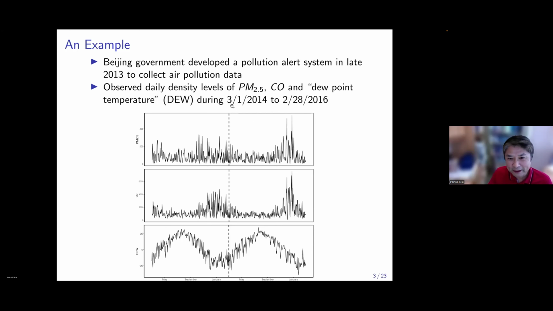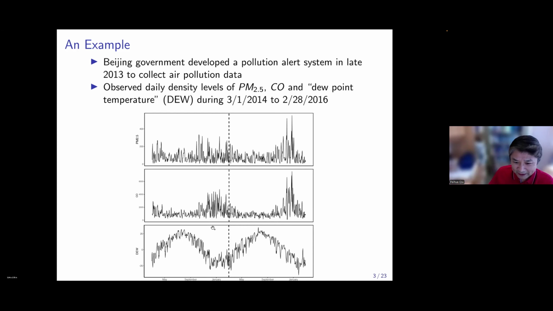We started from March 1st because, remember, this air pollution alert system was developed in late 2013. In the first couple of months, the data was actually not that complete. So the data becomes quite complete starting from March 1st. That's why we display and analyze data from March 1st.